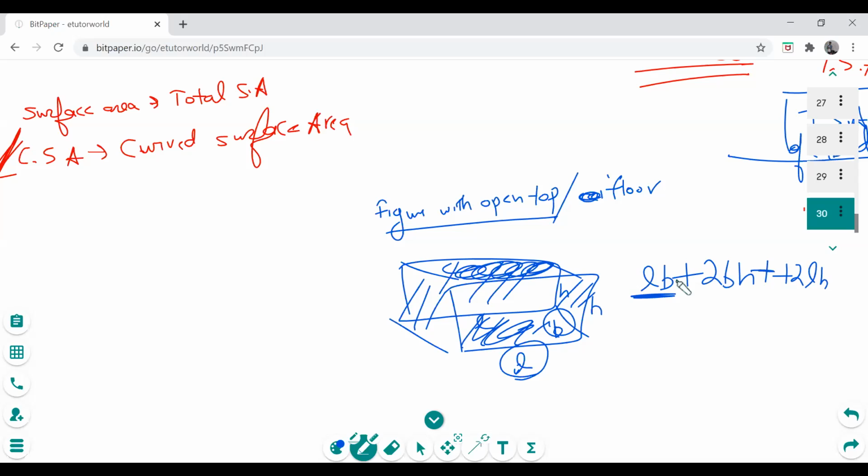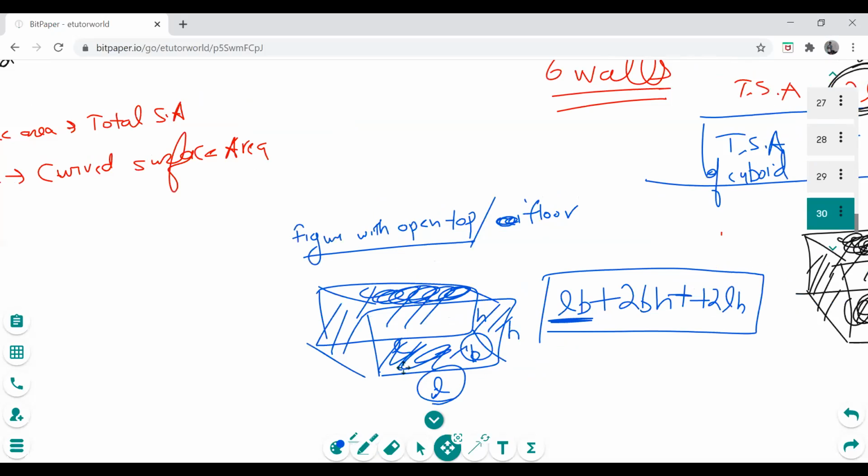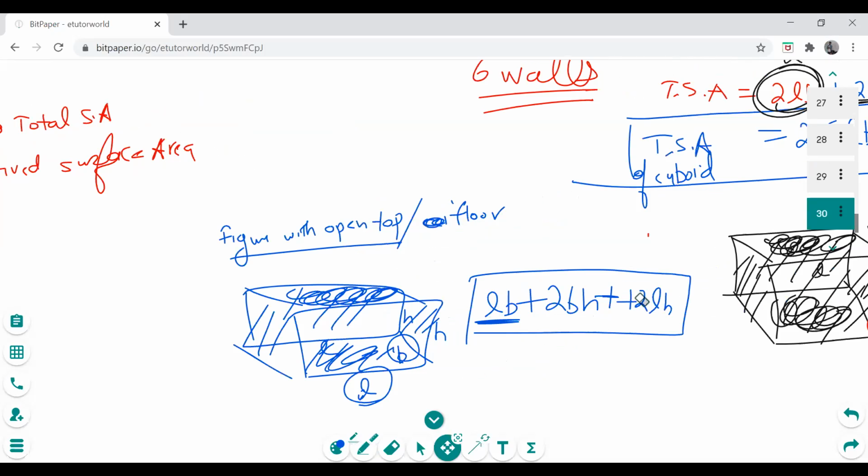So this will be the formula for a figure with open top. In this way we have to be flexible: we don't have to memorize any formula, we have to make it ourselves as needed. Okay, I wrote 2 and the plus sign. Is this clear to everyone what I am trying to tell you?